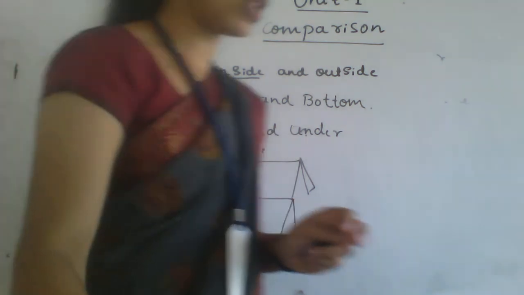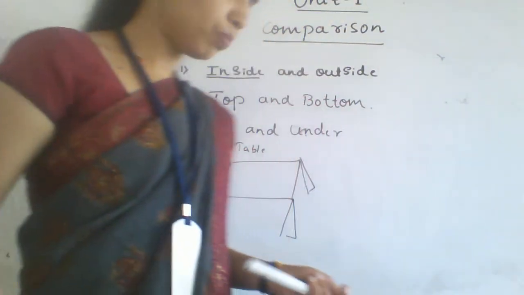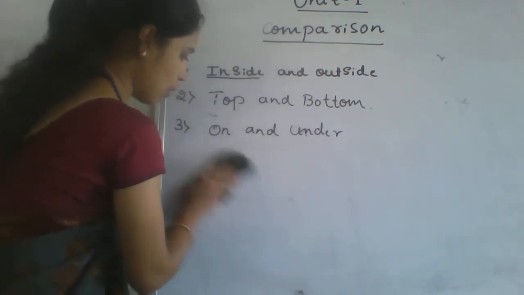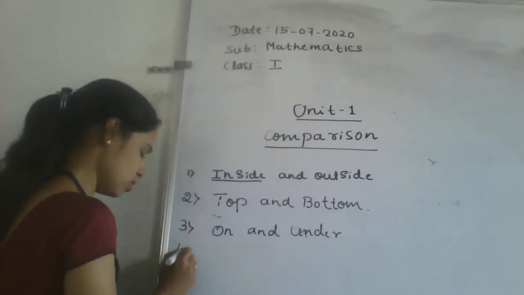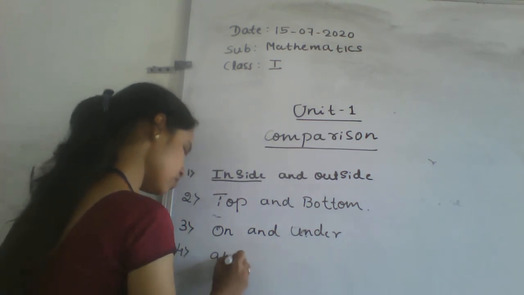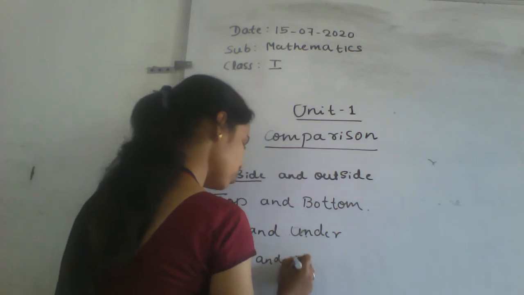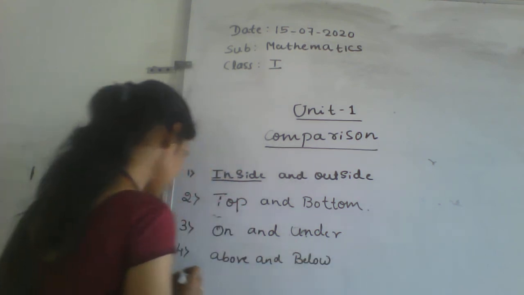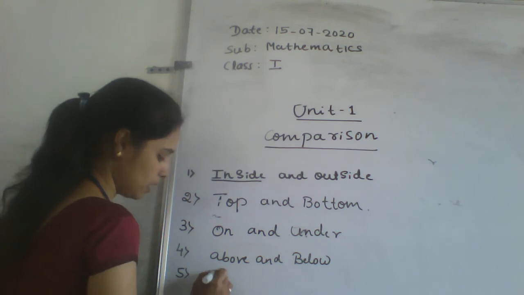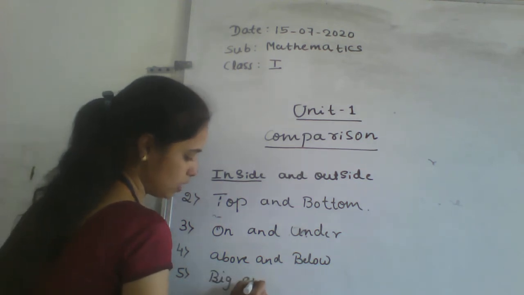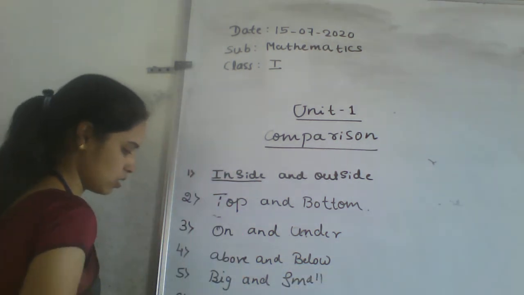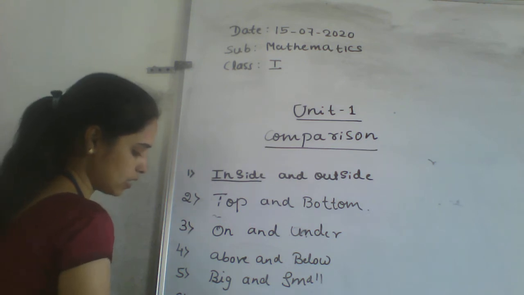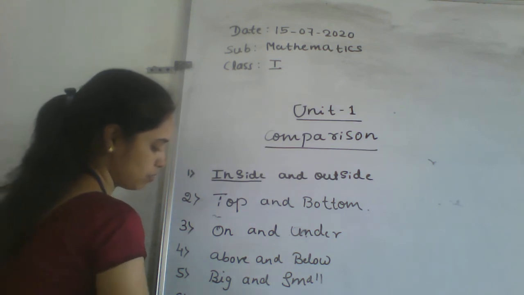Next we move on to above and below. I am going to write here all the 6. Fourth one, above and below. Fifth one, big and small, big and small. Sixth one, near and far.